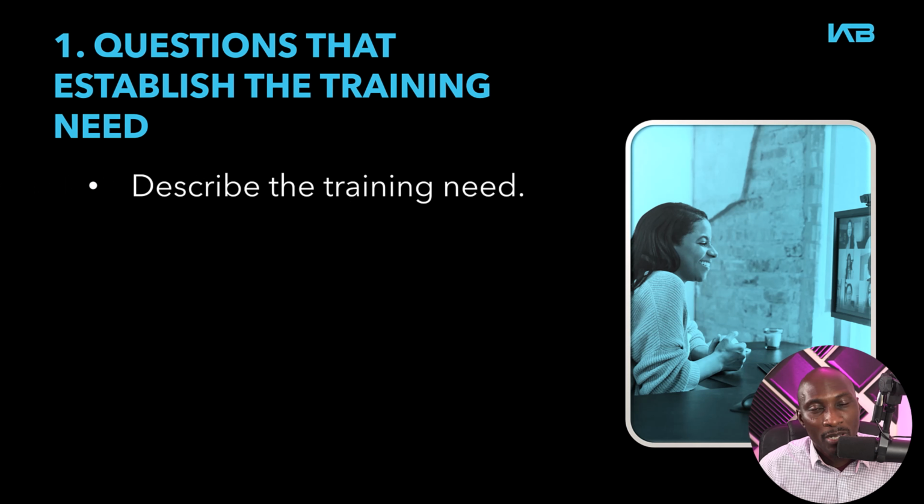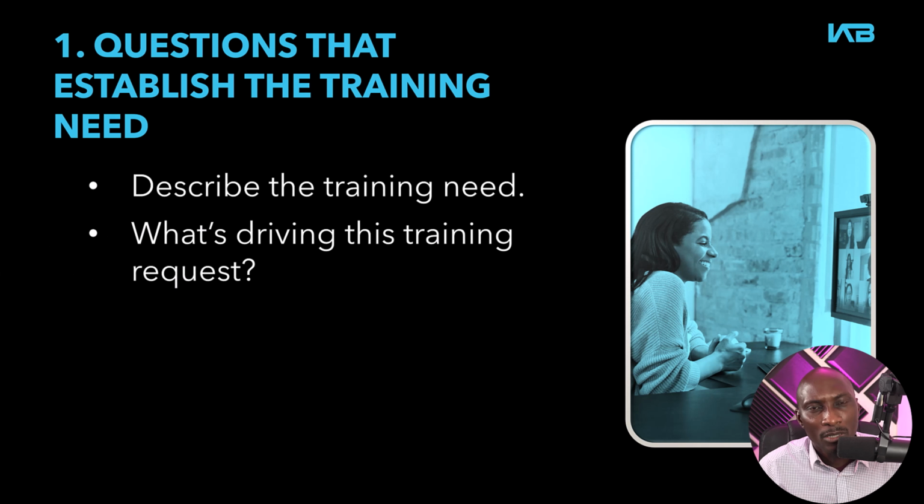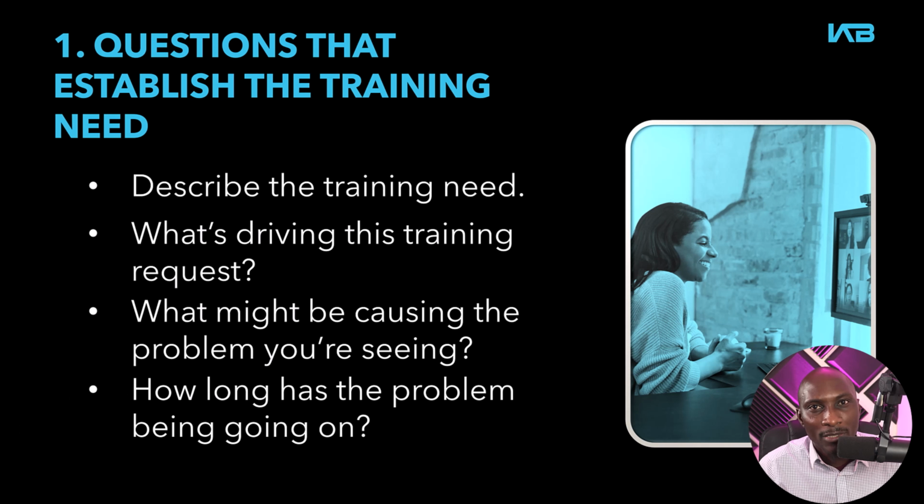To arrive at these answers, you could ask your stakeholders to describe the training need. Or you can ask them, what's driving this training request? What might be causing the problem you're seeing? How long has the problem been going on? These are just a few questions to get the conversation going about the need and why the need exists. When you begin to understand what's prompting the need for training, you can partner with stakeholders to find the right solutions.